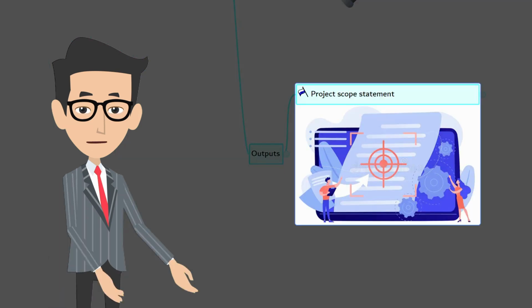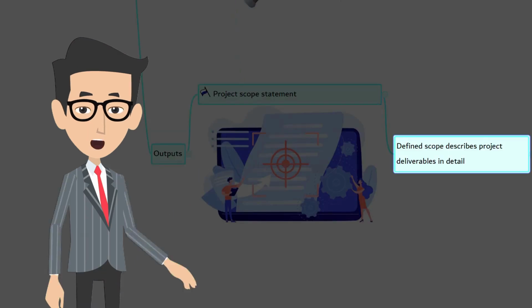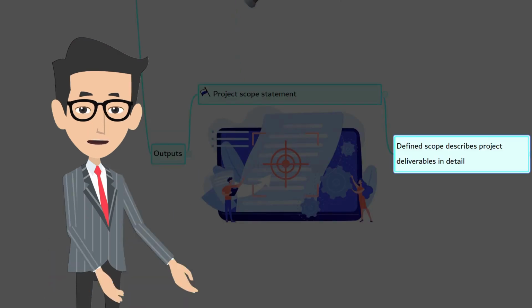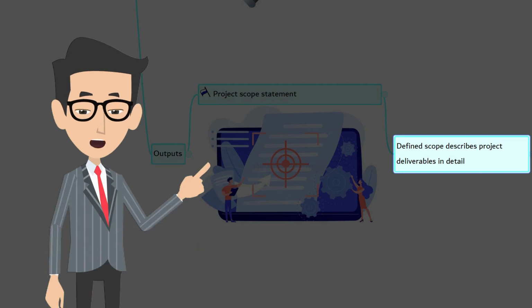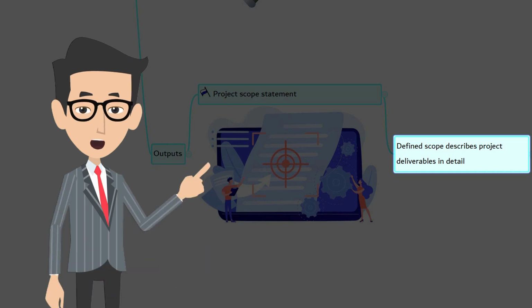First in the list is the project scope statement. Defined scope describes the project deliverables in detail. This includes both the project and the product scope. It contains the description of the project scope, major deliverables, assumptions, and constraints.